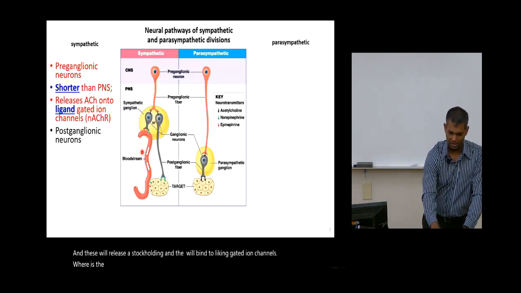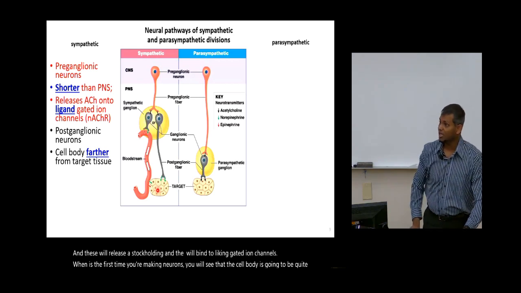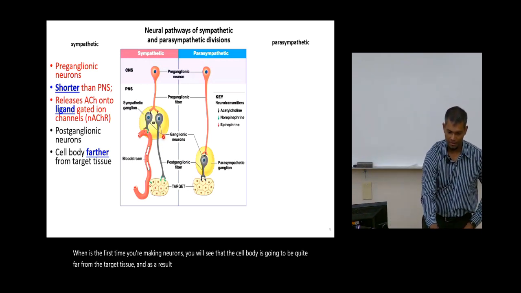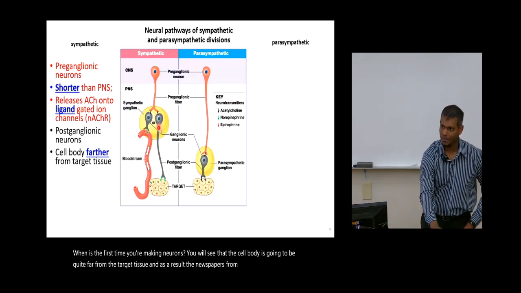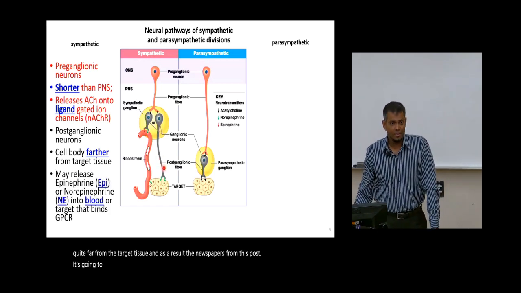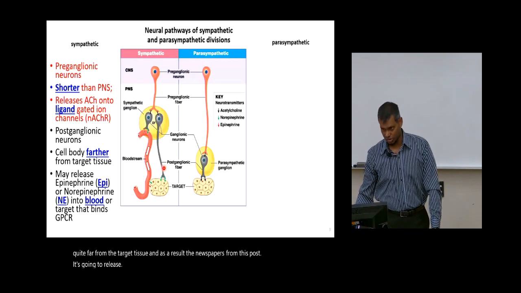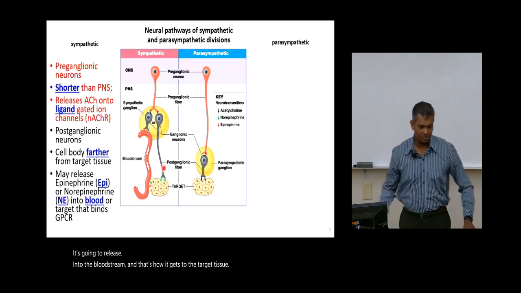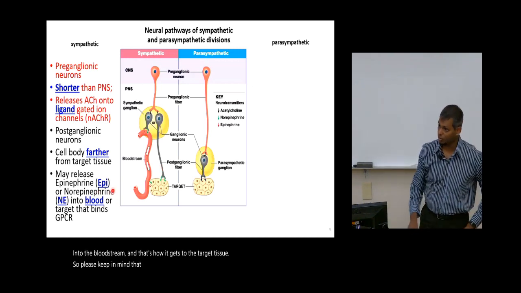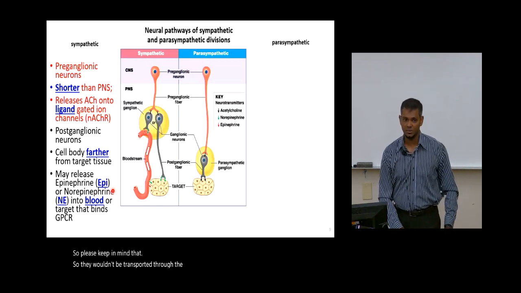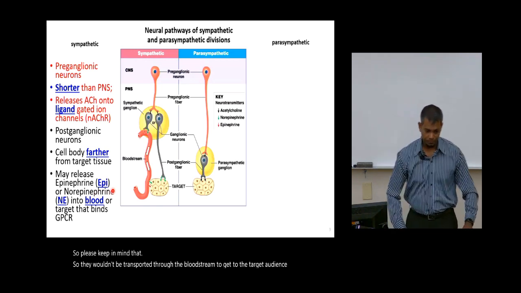Whereas the postganglionic neurons, you will see that the cell body is going to be quite far from the target tissue. As a result, the nerve fibers from these postganglionic neurons will be very long, and they release the epinephrine and the norepinephrine into the bloodstream, and that's how it gets to the target tissue. So please keep in mind that epinephrine and norepinephrine are both hormones, so they will be transported through the bloodstream to get to the target organs as well.